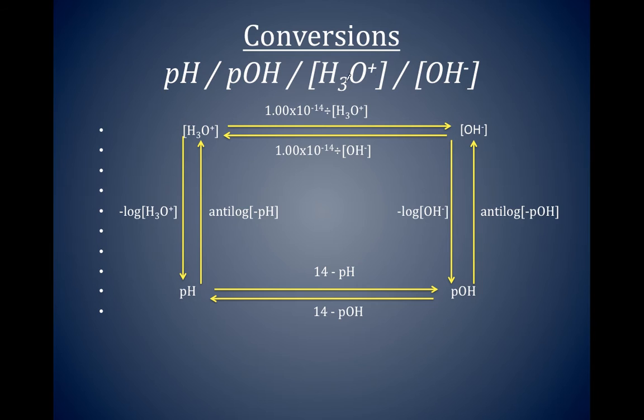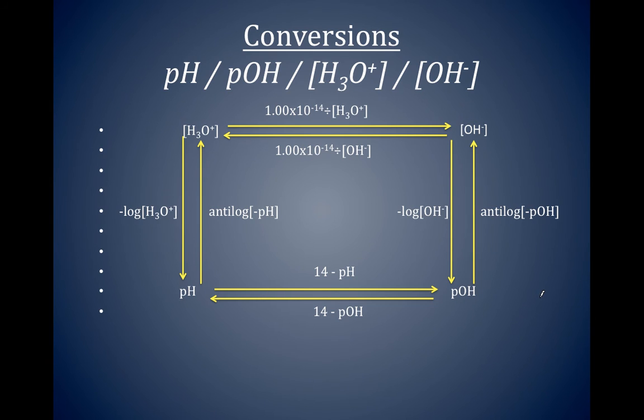Now, if I want to go H3O plus to OH minus, it says I take my 1.00 times 10 minus 14 and I divide by the H3O plus and I get OH minus. If I have OH minus and I want H3O plus, 1.00 times 10 minus 14 divided by my OH minus gets me there. What's even easier is to go between pH and pOH. Those two things added together equal 14. So if I have a pH, I'd go 14 minus the pH, got my pOH. If I have the pOH, I go 14 minus pOH and I get my pH.